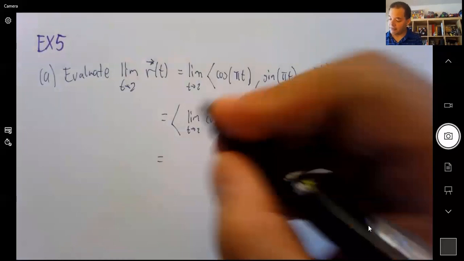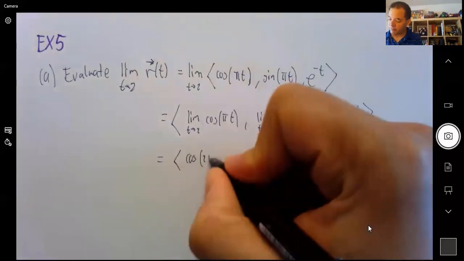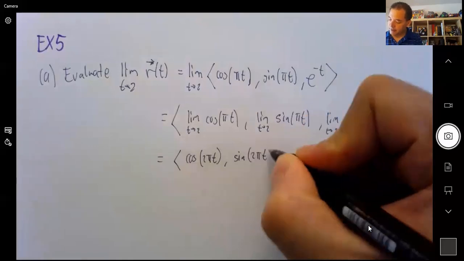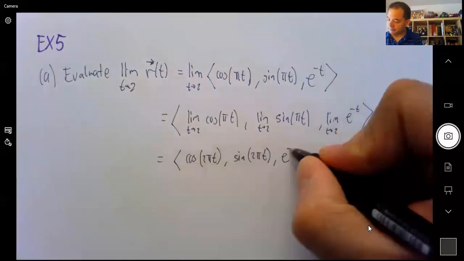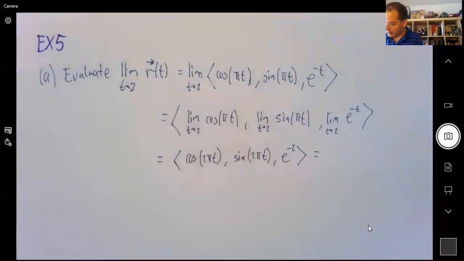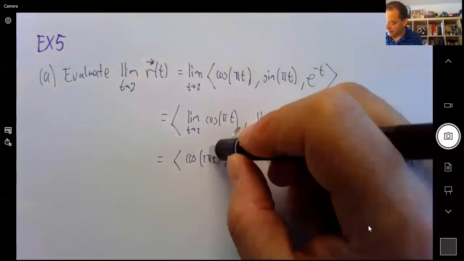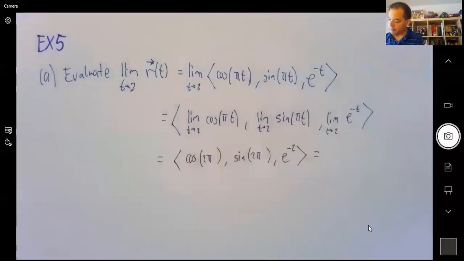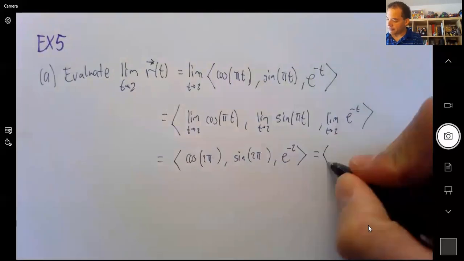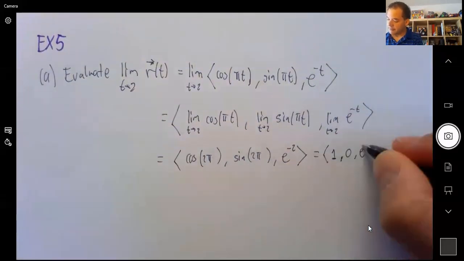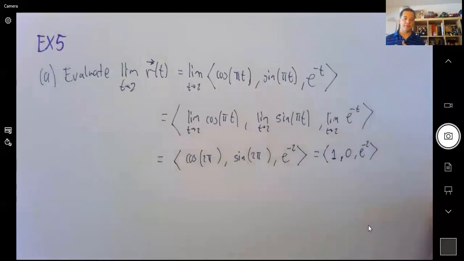So in this case, this is cosine 2 pi t, sine 2 pi t, and e to the negative 2. And you can simplify it, if 2 pi, like there's no t, my bad. t equals 2. And cosine of 2 pi we know is 1, sine is 0. So that's the answer: 1, 0, e to the negative 2.